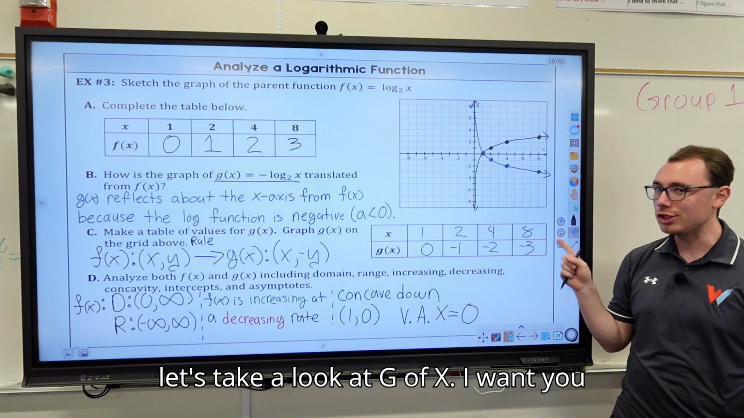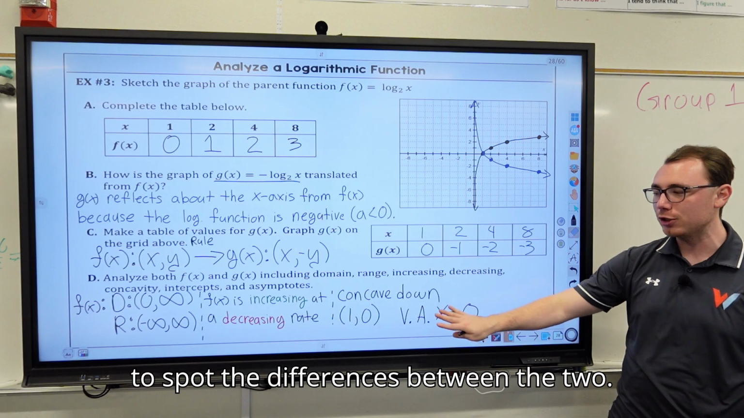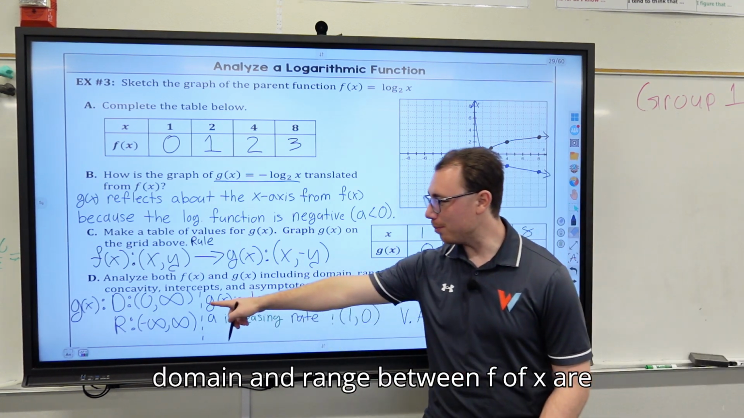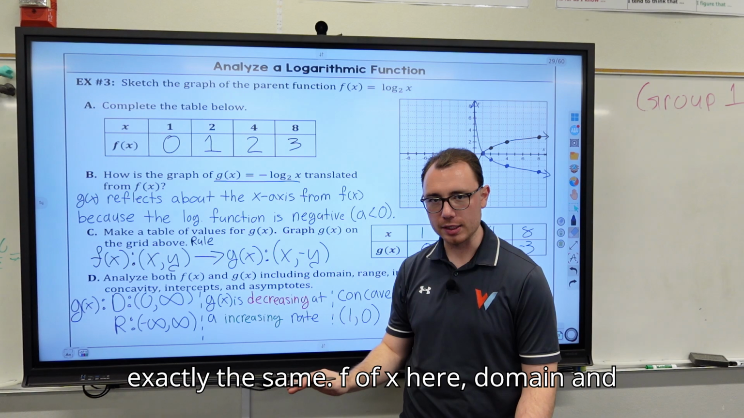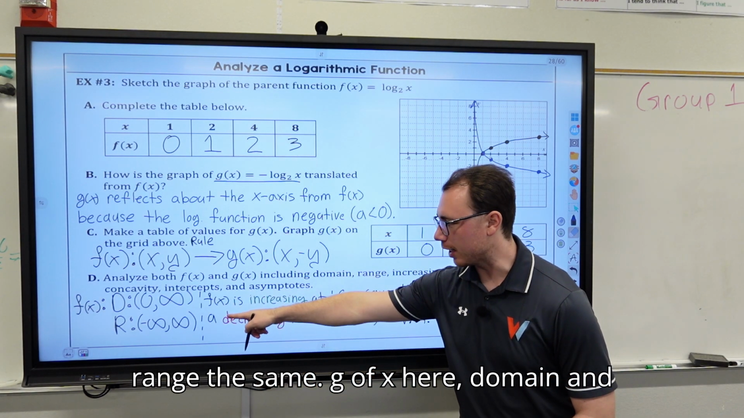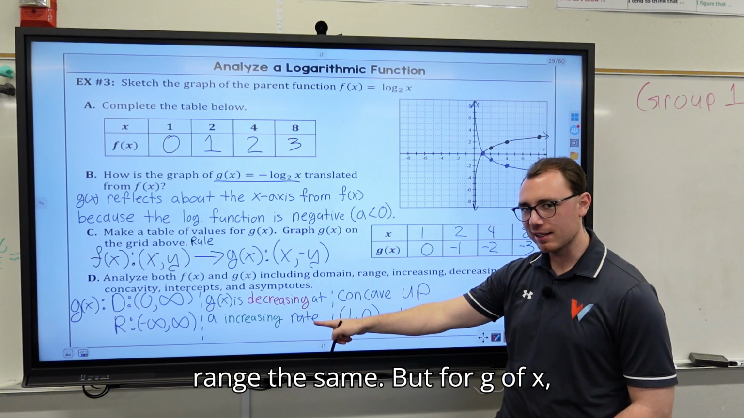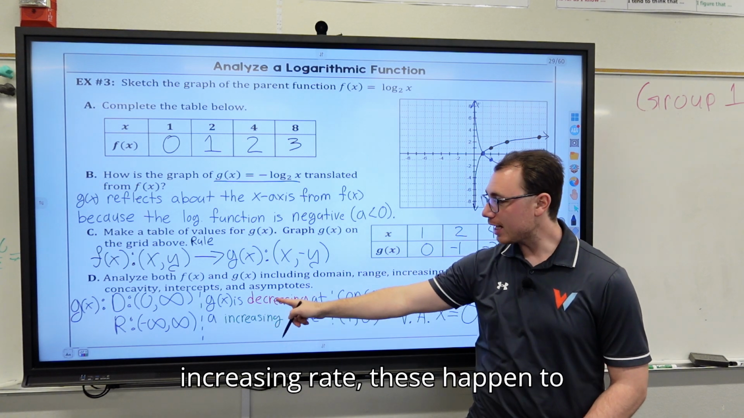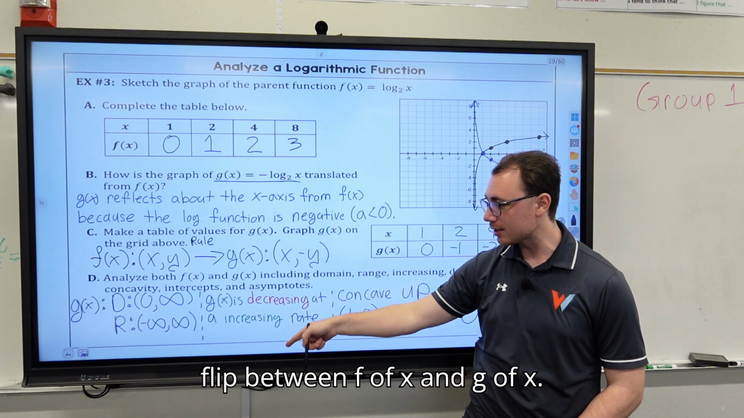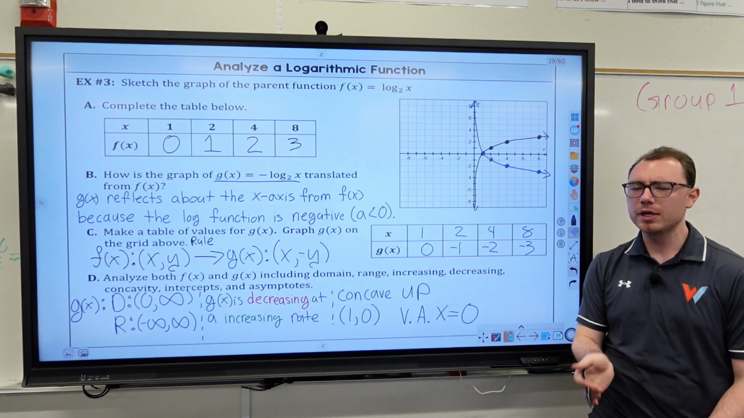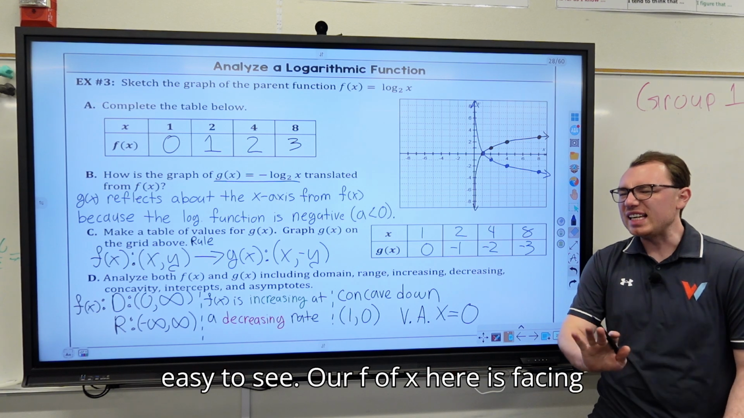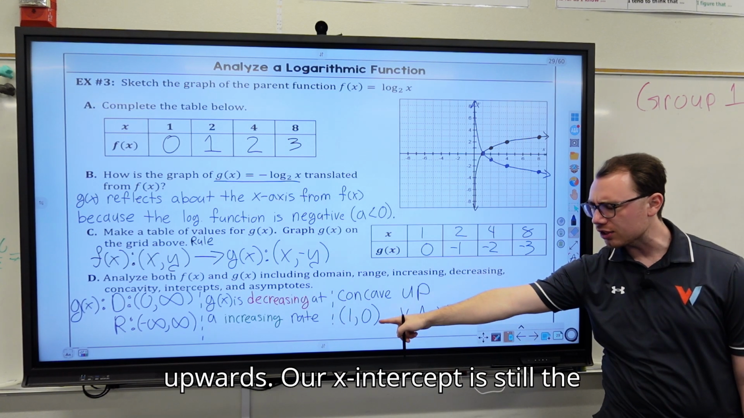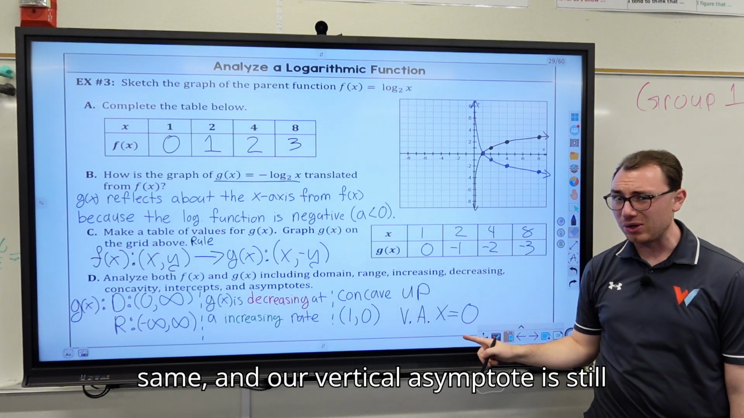Now let's take a look at g of x. I want you to spot the differences between the two. Ready? Notice how the domain and range of g of x are exactly the same as f of x. F of x here, domain and range the same. G of x here, domain and range the same. But g of x is decreasing. It's going down at an increasing rate. These happen to flip between f of x and g of x. The concavity is now up instead of down, which is really easy to see. Our f of x here is facing downwards while our g of x is facing upwards. Our x-intercept is still the same, and our vertical asymptote is still the same.